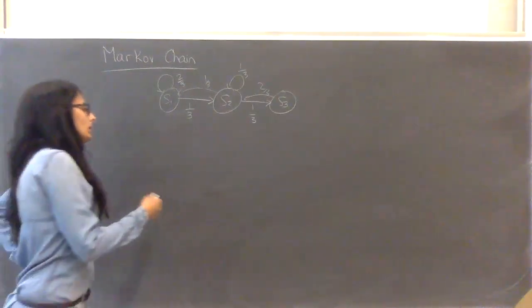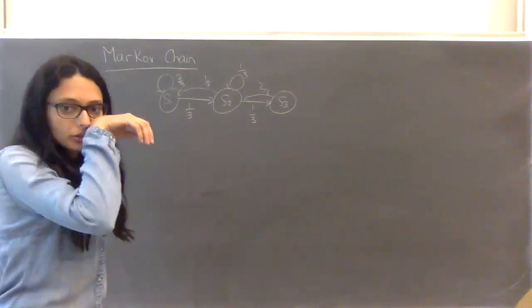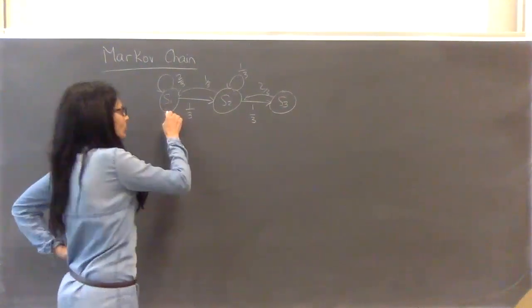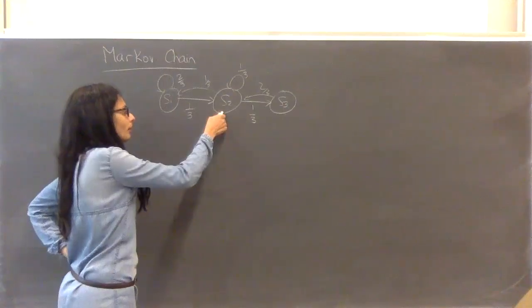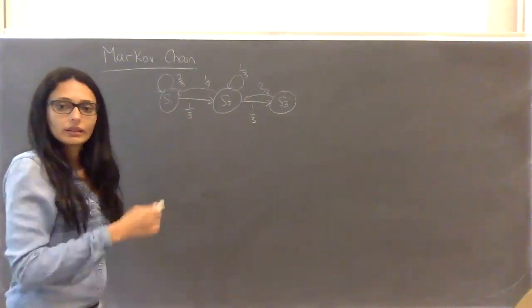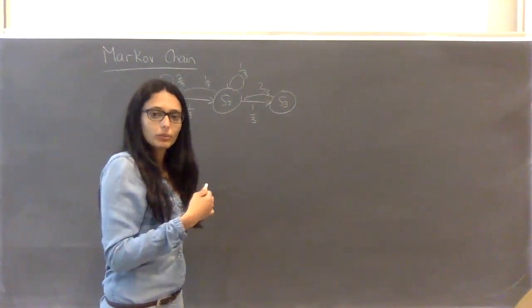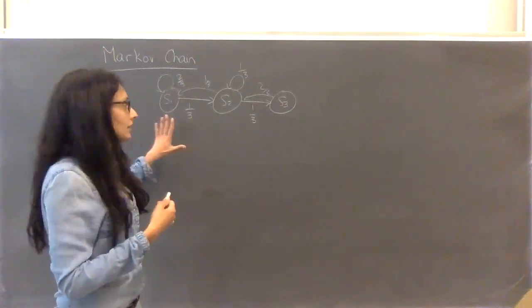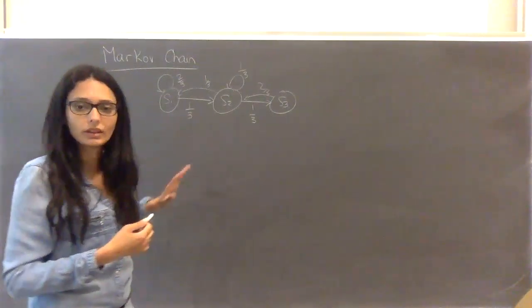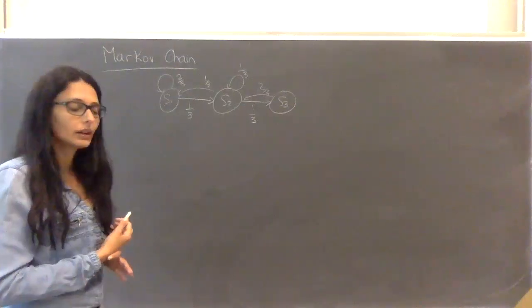So the meaning of the moves being independent from each other is that once I move from S1 to S2, I have a probability of 1/3. Then my next move will be independent from the one before. It means that I will keep the same graph. So the probabilities will not change from a move to another.